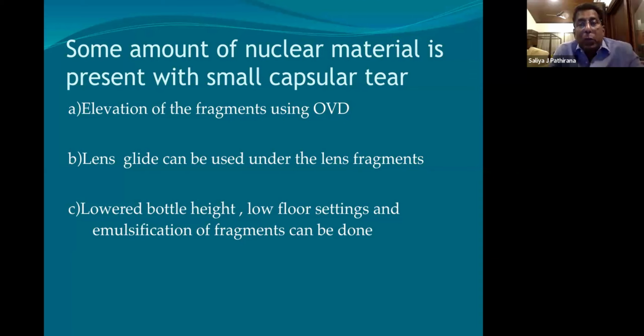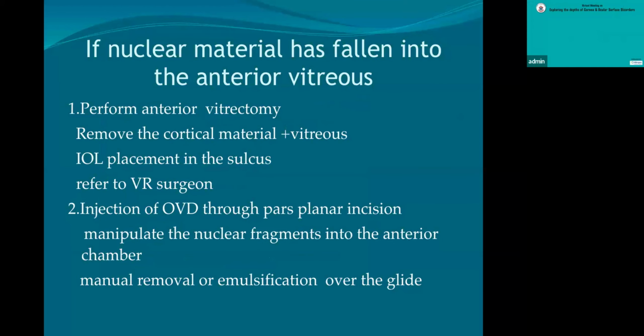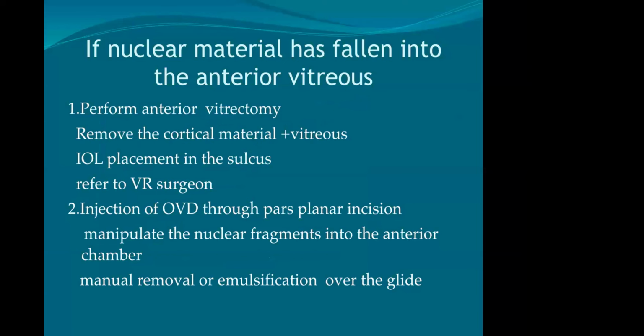Lowering the bottle height at this stage is very important. Of course. Okay, now I'll start again. If there is nuclear material fallen into the anterior vitreous, the next step is, what you can do is perform anterior vitrectomy. Remove the cortical material and vitreous in the anterior chamber. And you can use the AC.